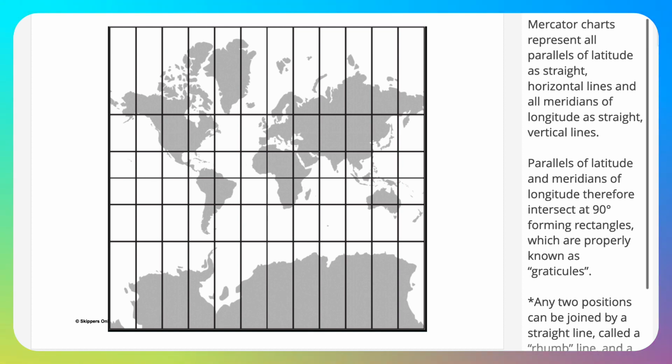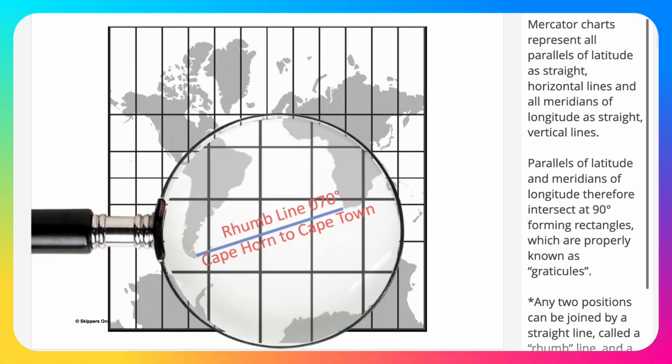Mercator charts represent all parallels of latitude as straight horizontal lines and all meridians of longitude as straight vertical lines. Parallels of latitude and meridians of longitude therefore intersect at 90 degrees, forming rectangles, which are properly known as graticules. Any two positions can be joined by a straight line, called a rhumb line, and a vessel can sail a steady course along the rhumb line to find her destination. Your RYA Chart 3 is a Mercator chart.